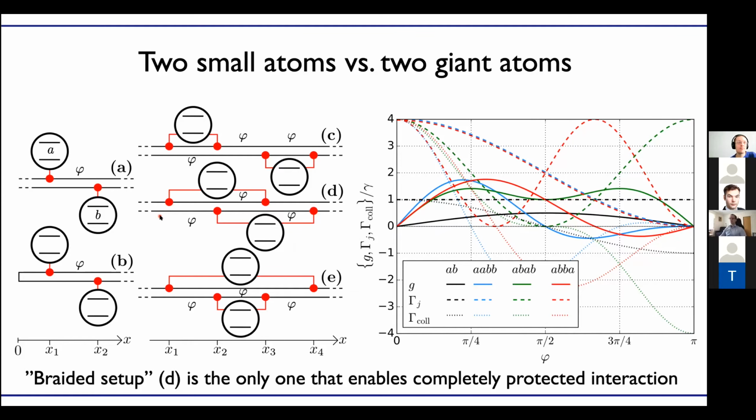This is the difference between small and giant atoms. You can have this sort of protected interaction. That is, they can interact via the waveguide without decaying into the waveguide. And it's because we have more connection points here, the interference effects in this setup work out to suppress the decay, but still allow the interaction. And it's something you can't do with small atoms. So this is the main result of multiple giant atoms.